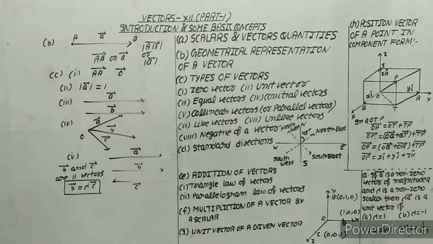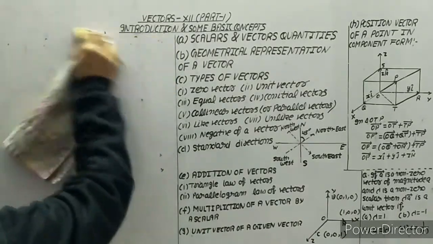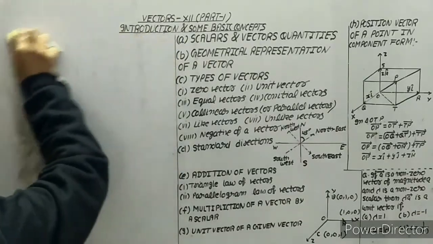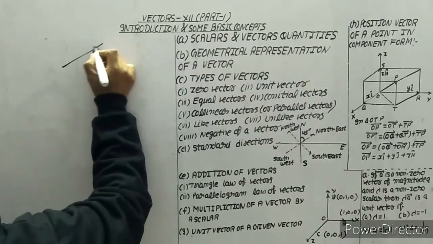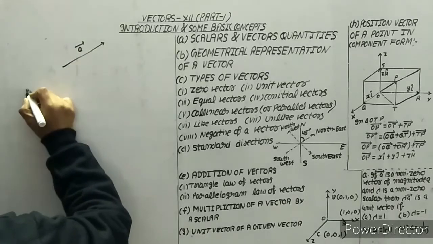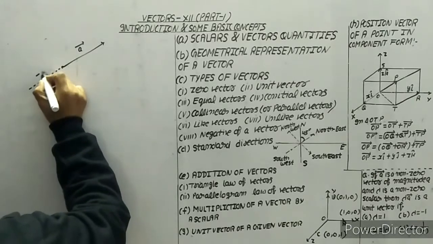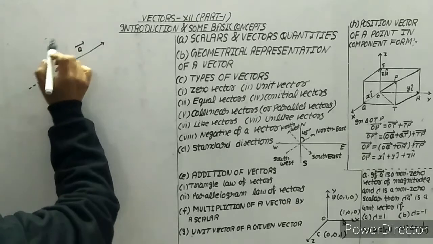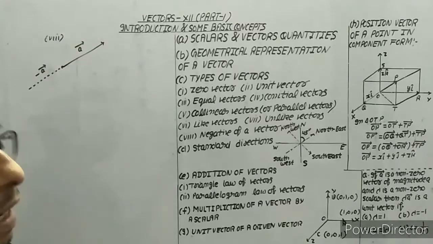Now the next part is the negative of a vector. For the negative of a vector, always remember this thing. If we have any vector A, suppose this is vector A, and for this vector, if we draw the opposite direction with equal magnitude, then this will represent the negative of a vector. So this is the representation of the negative of a vector.